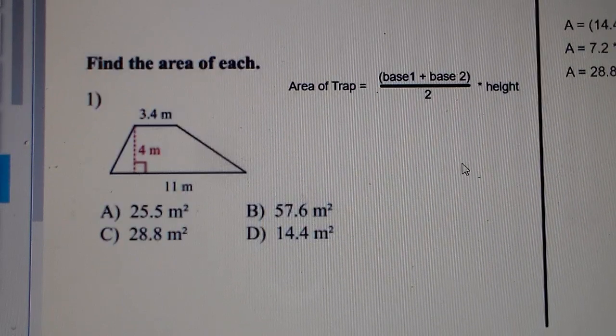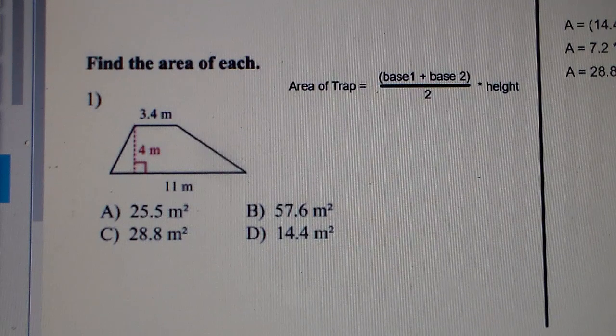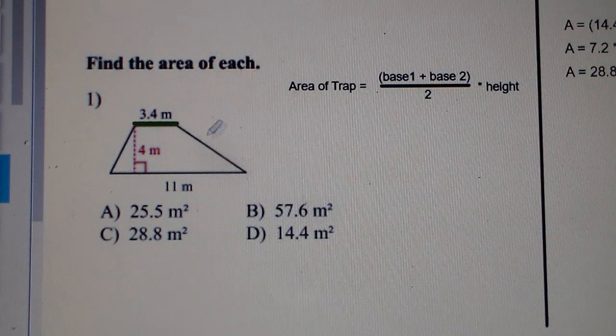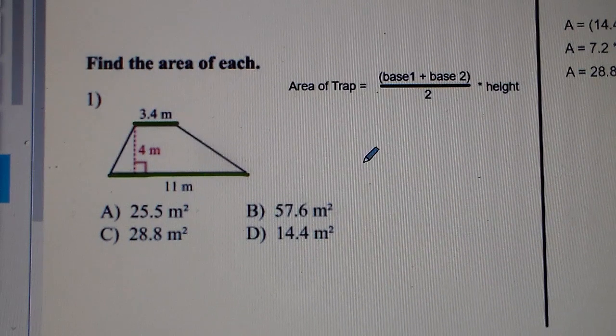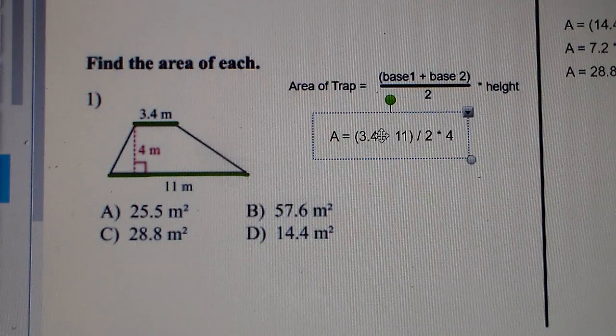Alright, so what we're going to see a lot on the Google Forms is trapezoids that look like this. And our goal is to find the area. So the bases, 3.4 meters and 11 meters, those are both the bases. So we're going to add those two together, 11 plus 3.4. Then we're going to divide it by 2, and then times the height. The height is the distance between these two bases, which is 4 meters. That's why I have a 4 there.